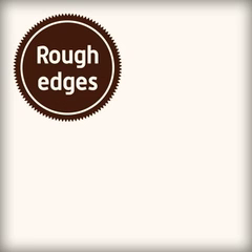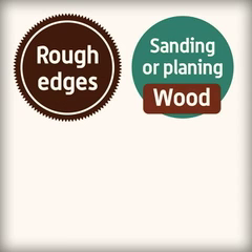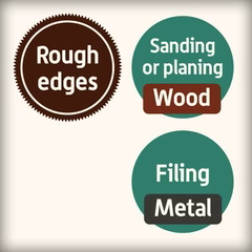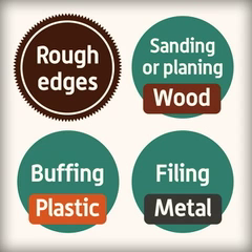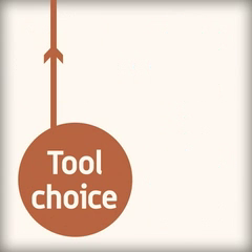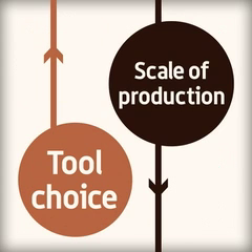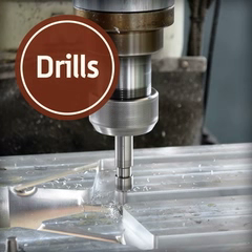The rough edges made during sawing can be tidied by sanding or planing wood, filing metal, or buffing plastic. As with all materials, the tools you select need to be appropriate to the scale of production chosen for the product. Drills make holes in materials.